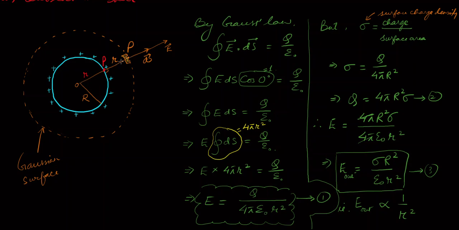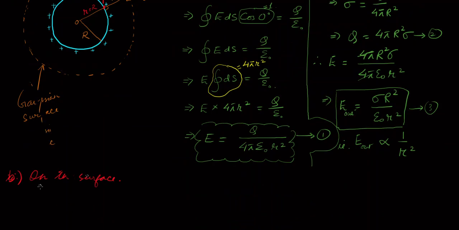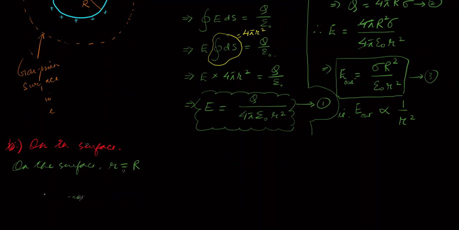Now I push this P down here. What will be the new distance from P to the center? Is it not equal to the radius? Yes. So you write like this: on the surface, the value of r is equal to capital R. Therefore, what will equation 3 look like? E will be sigma by epsilon naught, because capital R and small r will cancel out.